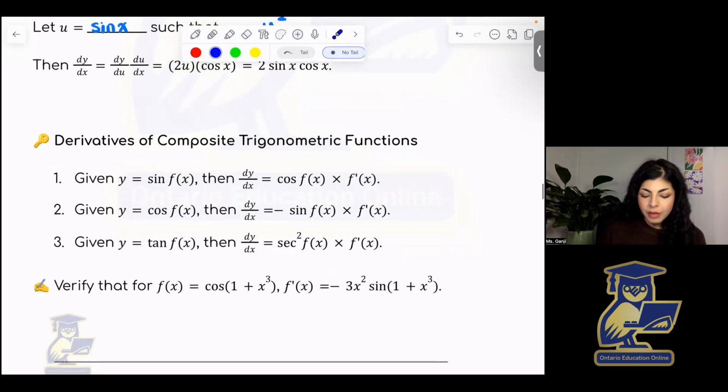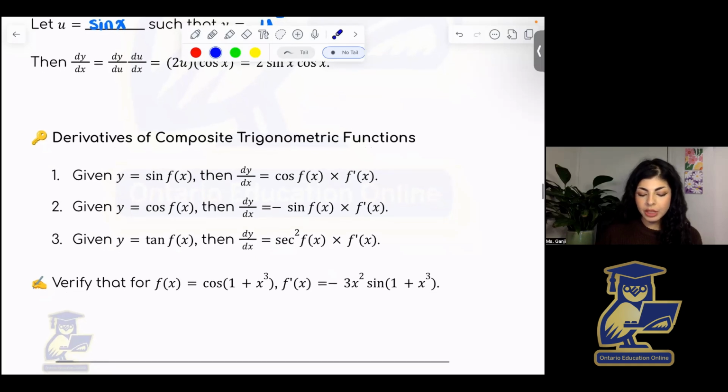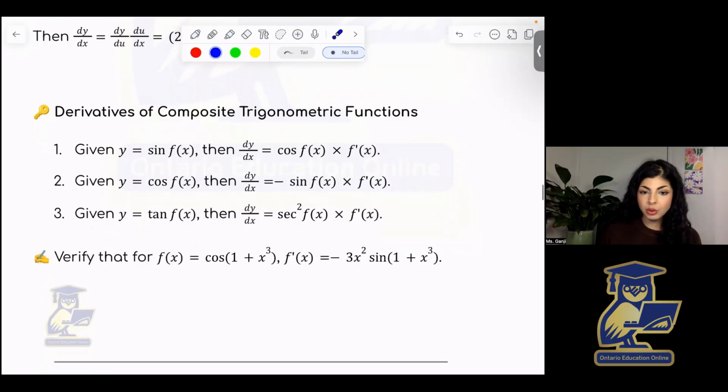So here, based on this concept, you're asked to verify that for the function f of x equals cosine of 1 plus x to the power 3, the derivative is this value. And just to walk you through this, please try it on your own first, and then come back if you need support with completing this.